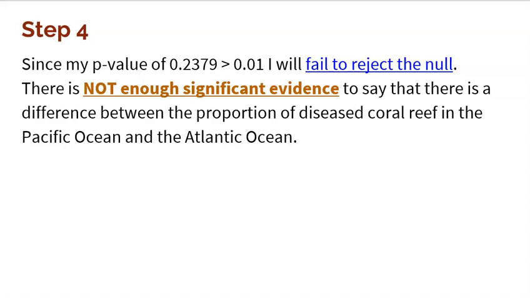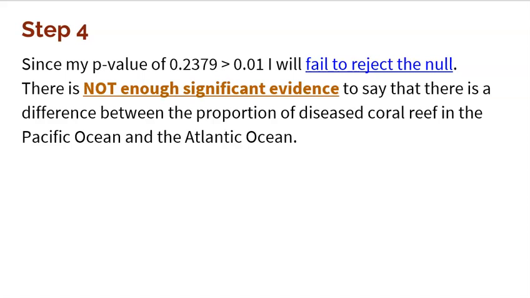I'll be honest, guys, a lot of kids get to the conclusion and they just get lazy. They get tired and they don't want to write a nice conclusion. Please make sure you compare your p-value to your alpha level. Here it's greater than. Make sure you either reject or fail to reject. Here I'm going to fail to reject. And then make sure you give a nice contextual answer. Hey, not enough evidence that the proportion in each ocean that is diseased is any different.